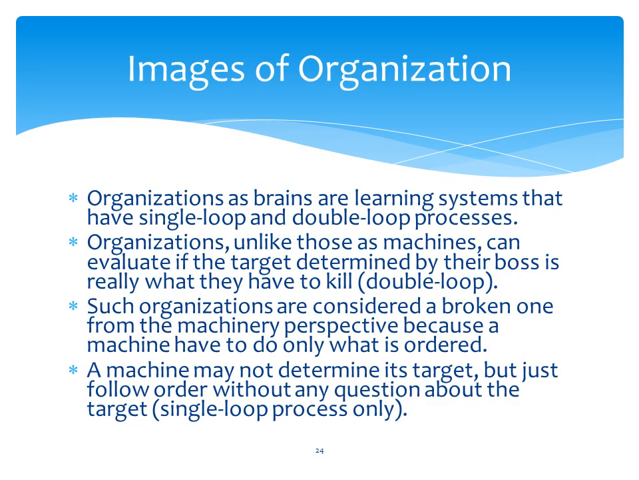So in the images of organisations, seeing them as brains, there are learning loops. Organisations, unlike machines, can evaluate and set targets, not just have them determined by their boss. Double loop learning. Companies are considered a step beyond the machinery perspective, because a machine has only to do what is ordered. A machine may not determine its targets but just follows orders.